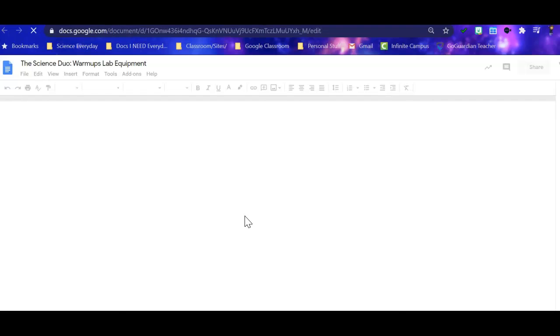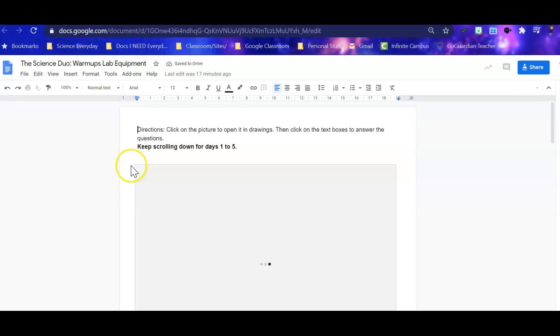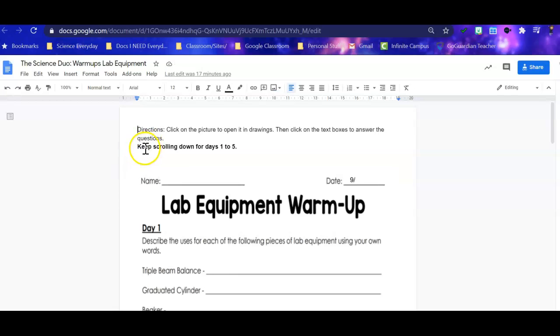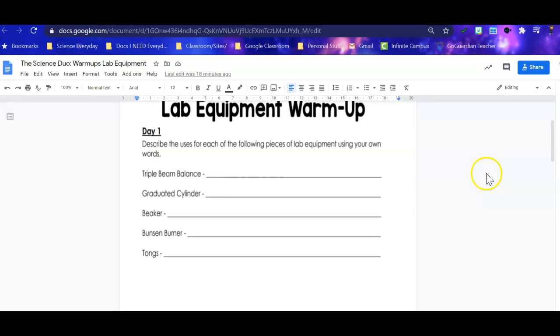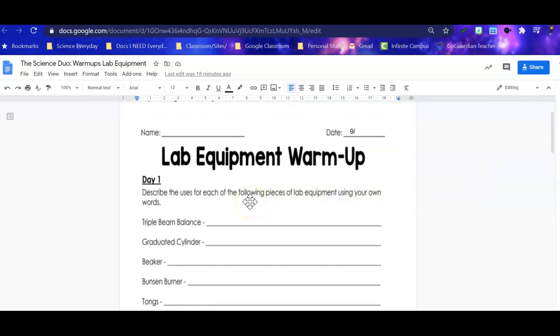The Science Duo, a lot of what I use. Notice it says, keep scrolling down for days 1 to 5. I have people answering day 1 and that is it, and they're turning it in. Do not turn it in until your bell ringer is complete. As long as you save it, it'll be there the next day if you're working on one day at a time. That's fine. But by the due date, it's got to be done.